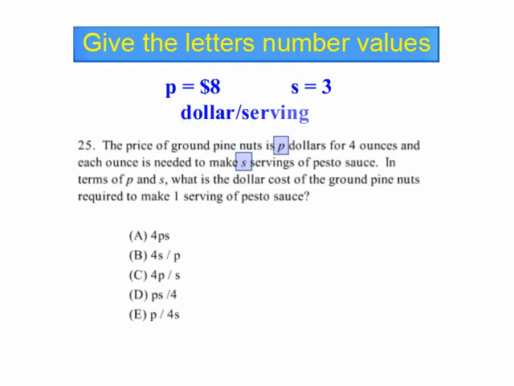It'd be dollar over serving. So we've got our $8, and we've got 12 servings. So we've got $8 divided by the 12 servings. Substituting the letters back in, that is P divided by 4S.